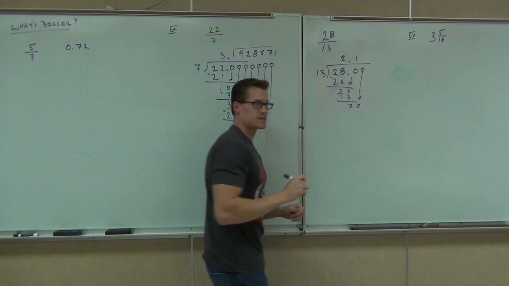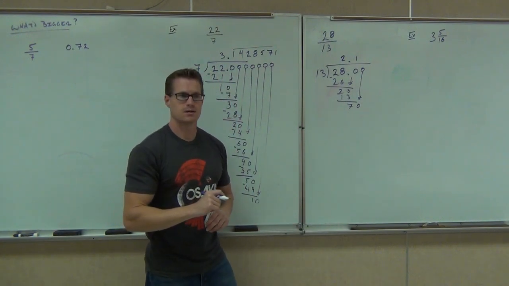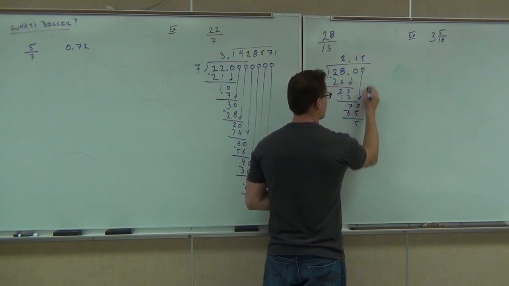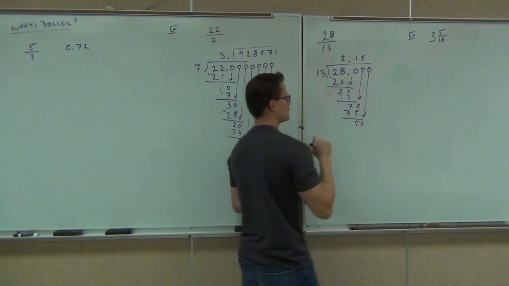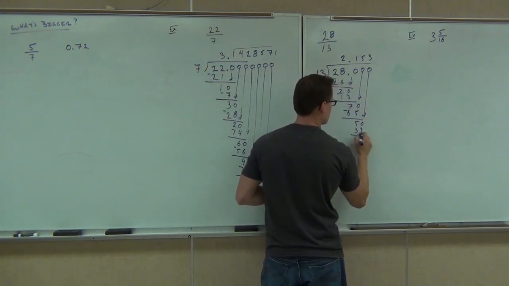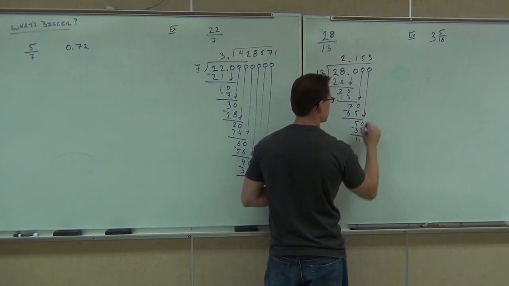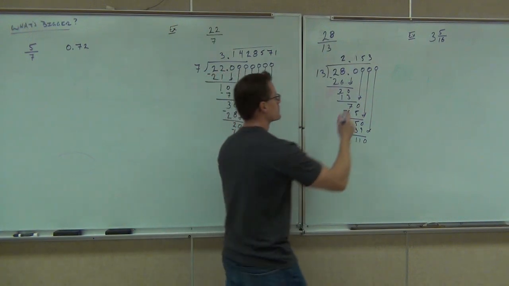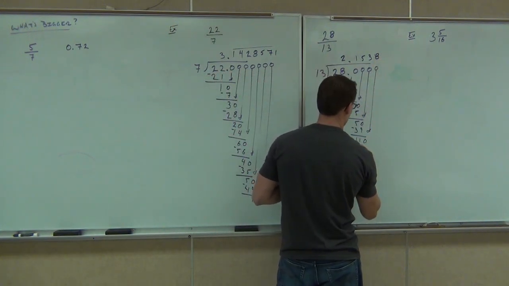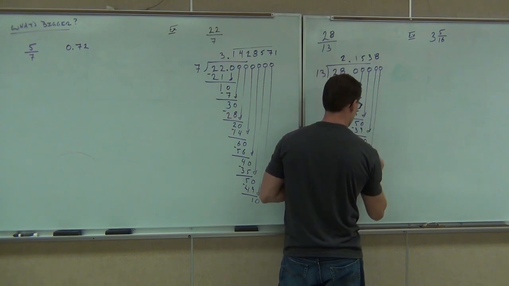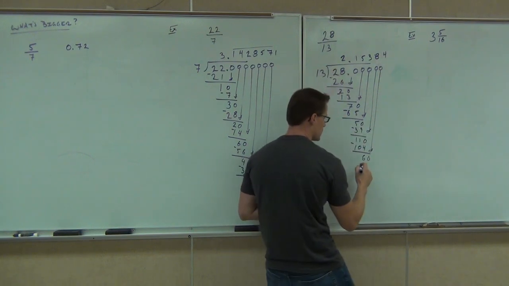Bring it down. 13 into 70? 5 times. Subtract, I get 5. Bring the 0 down. And you get times 3, 39. Subtract, I get 11. Bring the 0 down, and then you multiply it by 8. 8 times 13, and then 104. You said 104, right? Yeah. And then you get 6. 0. 4 times. That's going to be 52.